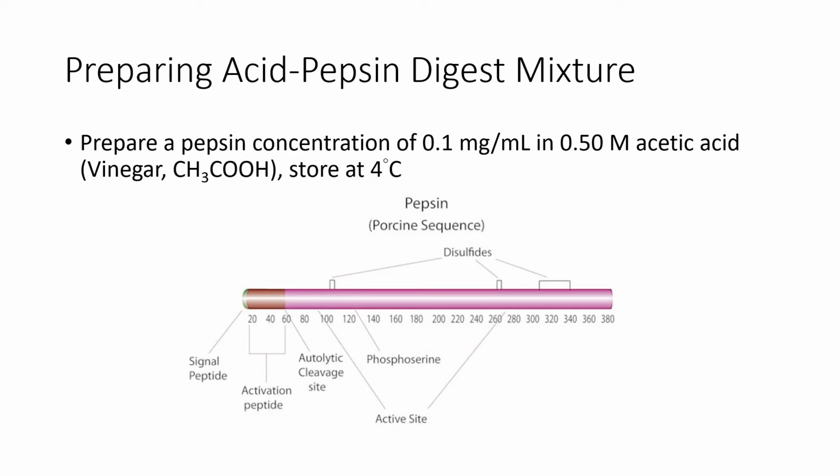by doing the following. We will have to make a gel digest mixture, and this will be done by preparing a pepsin concentration of 0.1 milligrams per ml in half molar acetic acid, and this digest mixture will be stored at 4 degrees centigrade.